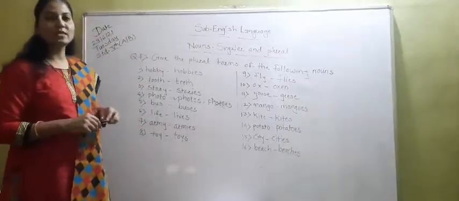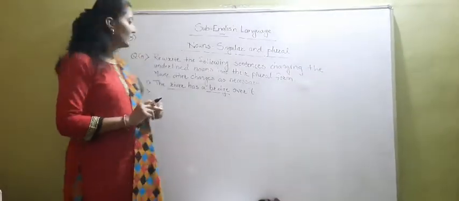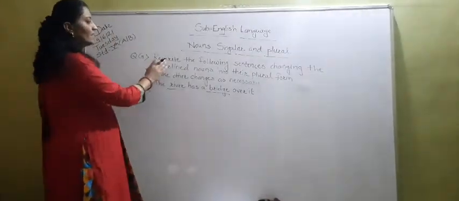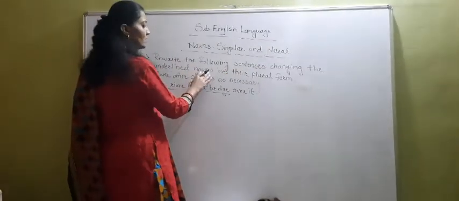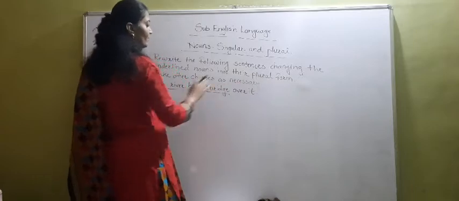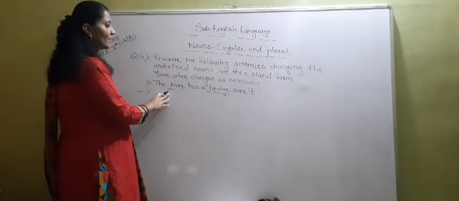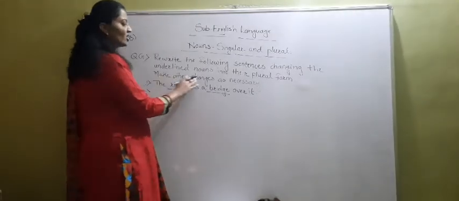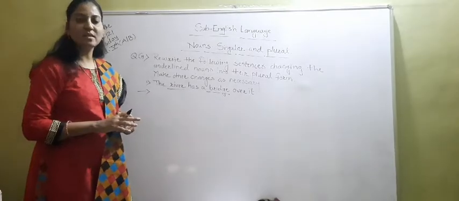Now let's move forward to the next question. Now students, see question number G. Rewrite the following sentences changing the underlined nouns into their plural form. Okay? Means we have to make plural of the underlined words. Make other changes as necessary. And we have to make the necessary changes also.